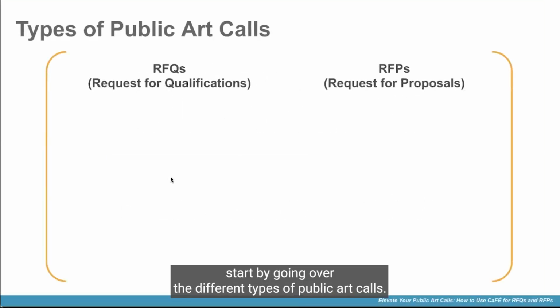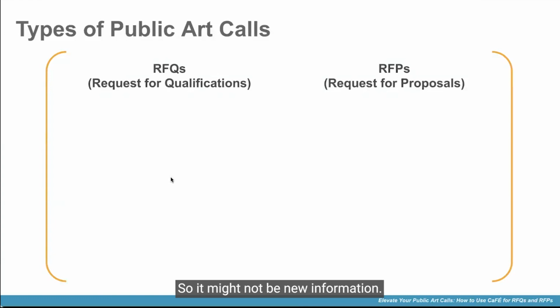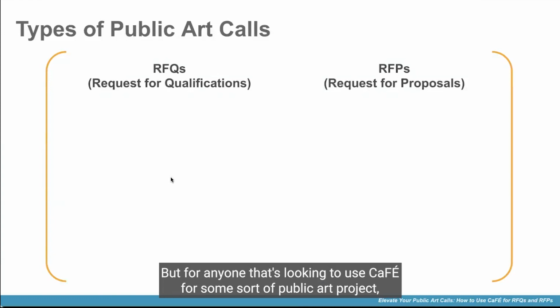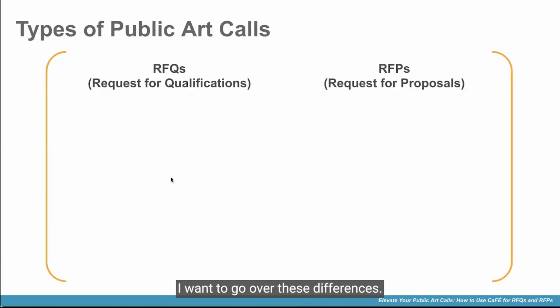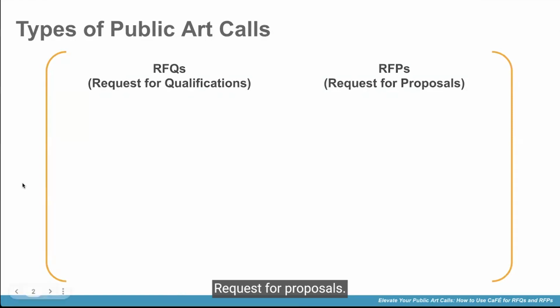So I'm going to start by going over the different types of public art calls. I'm guessing if you're here, you work with them regularly, so it might not be new information. But for anyone that's looking to use CaFÉ for some sort of public art project, I want to go over these differences. So there's two main types that CaFÉ can really be suited for, and that's RFQs, or request for qualifications, and RFPs, which is request for proposals.